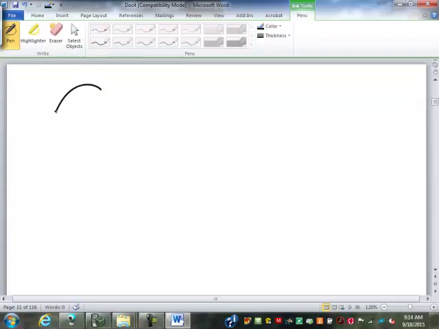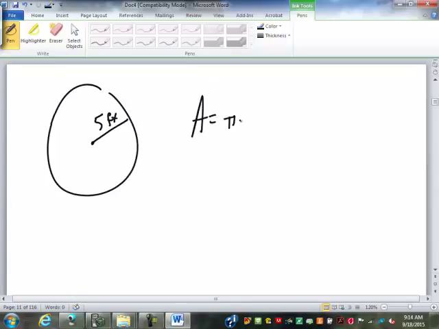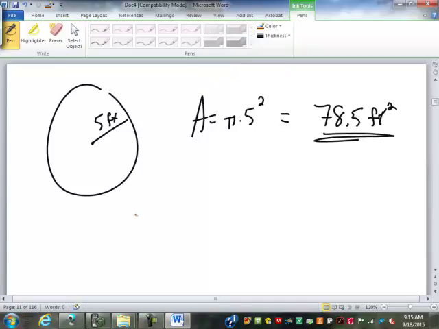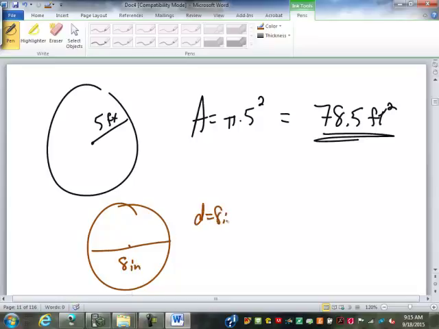So anyway, if I have a circle with a radius of 5 feet, its area is going to be pi times 5 feet squared, or approximately 78.5 square feet. So I'm going to have you guys do a circle with an 8-inch diameter. Find the area.